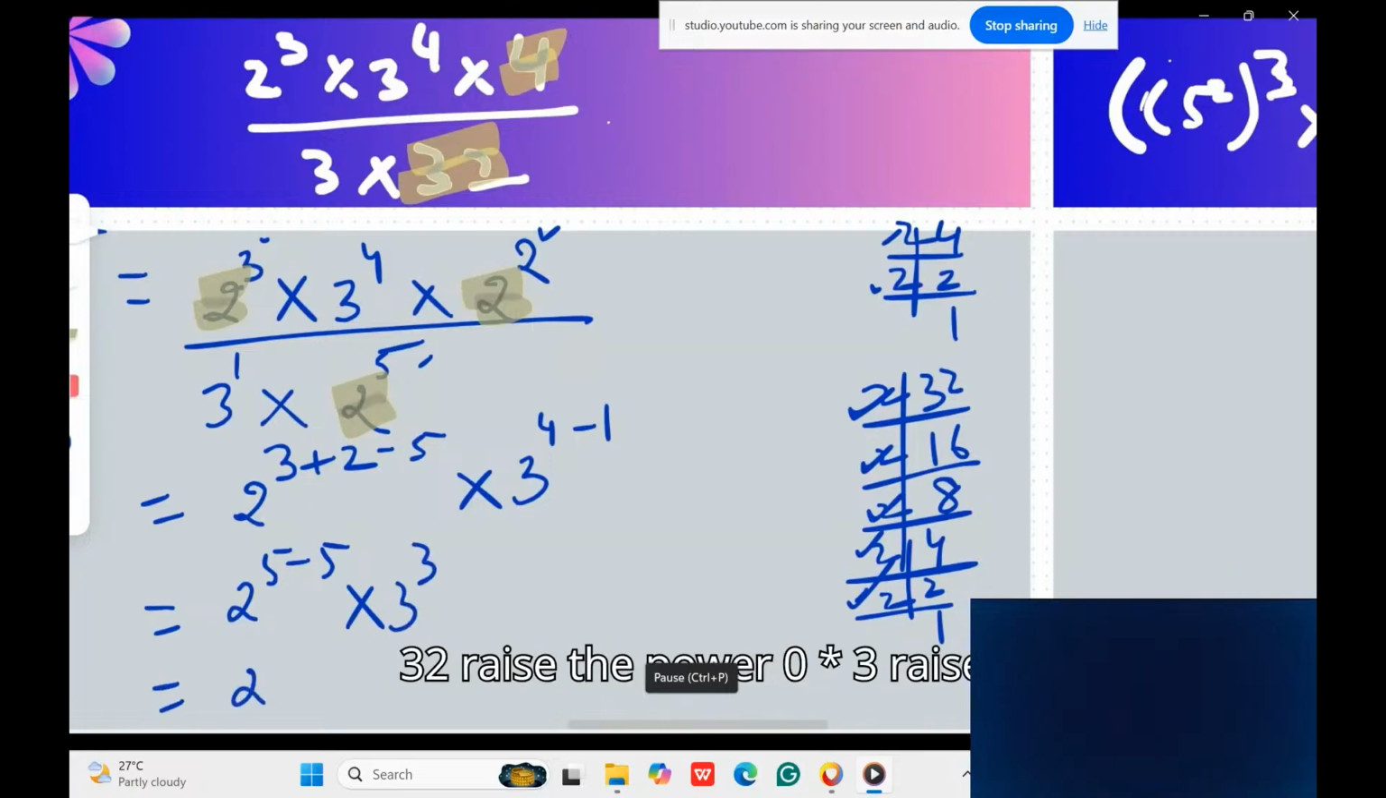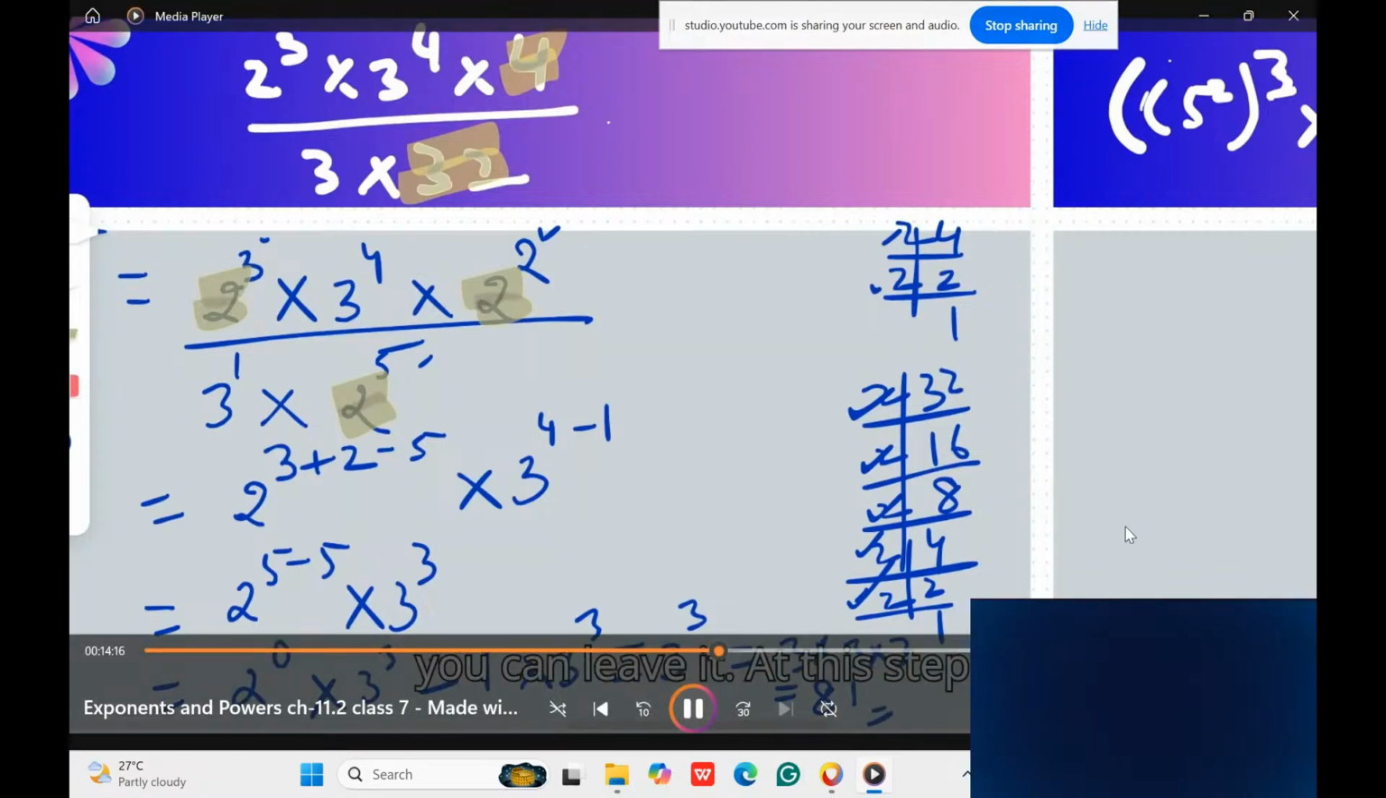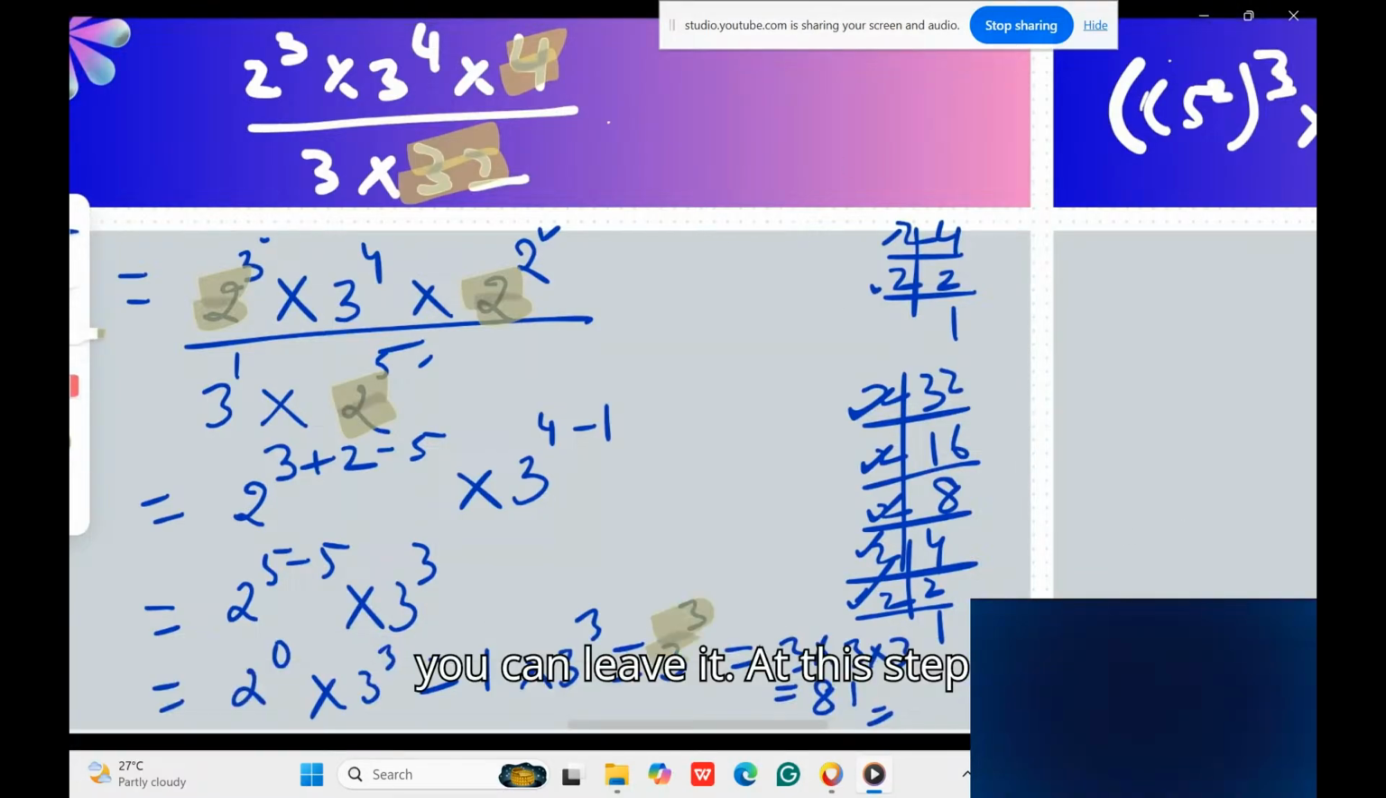Now it is 2 raised to the power 0 times 3 raised to the power 3. 2 raised to the power 0 will be 1. This is also another rule of exponents: any number raised to the power 0 is 1. So times 3 raised to the power 3, ultimately you will get this. Now from here, if the question says evaluate, you can solve it further. 3 raised to the power 3 means this much, which is 81. You can solve till here, or you can leave it at this step also. That depends on what is being asked in your question.